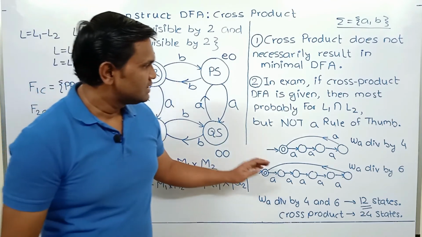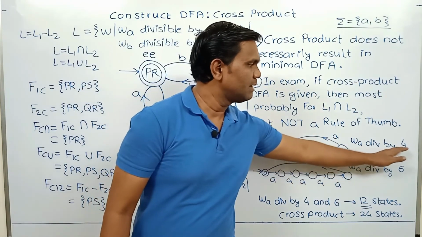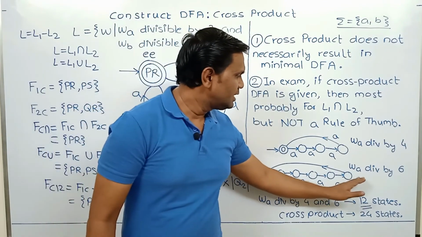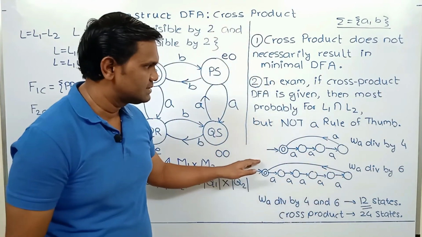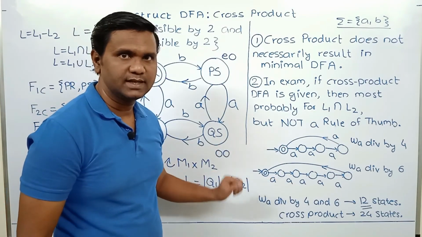Now consider this example. Language L1 is number of A's divisible by 4. So this is the required DFA. Language L2 is number of A's divisible by 6. So for that language, this is the DFA. Here we have 4 states. Here we require 6 states.